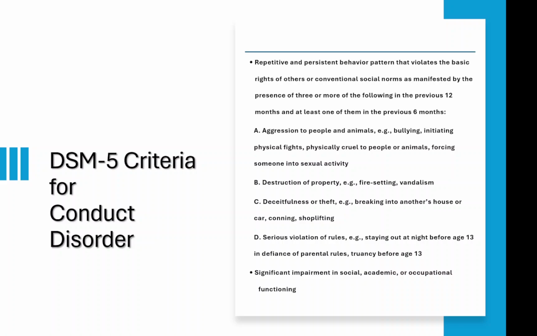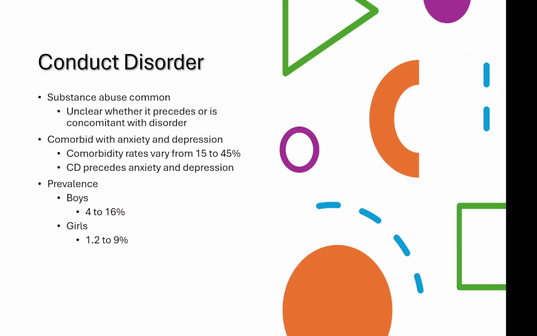Other behaviors may include deceitfulness or theft, such as taking someone's belongings, breaking into homes, shoplifting, or manipulating others through conning. Serious violations of rules are another hallmark, which may involve staying out all night before the age of 13, defying parental rules, truancy, or just refusing to go to school. These behaviors must cause significant impairment in social, academic, or occupational functioning, and they need to be present across multiple environments. There are some key factors about conduct disorder.